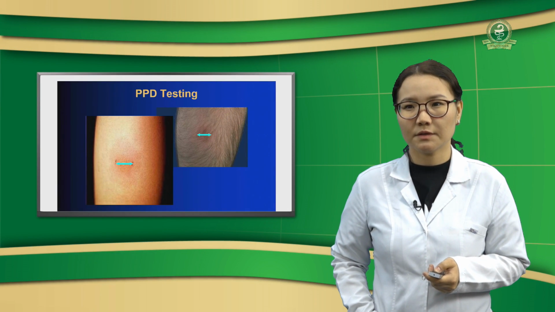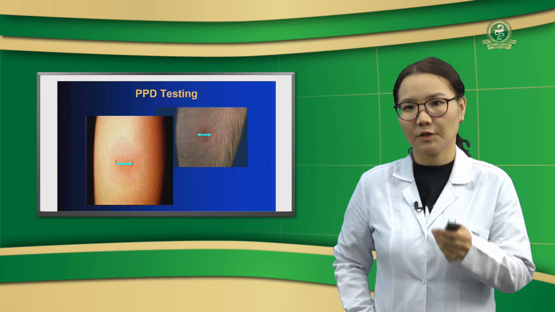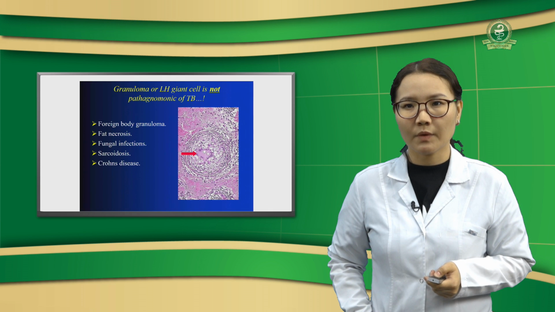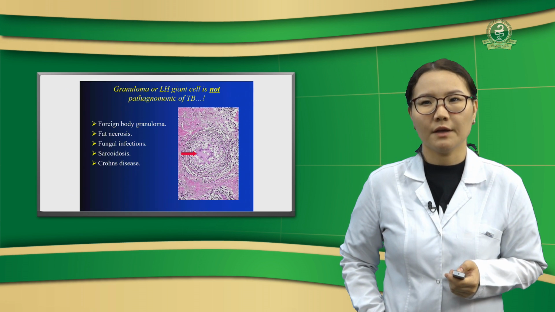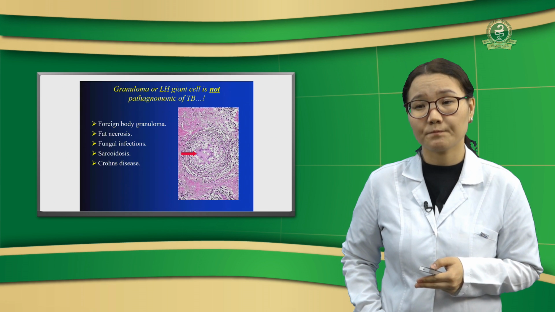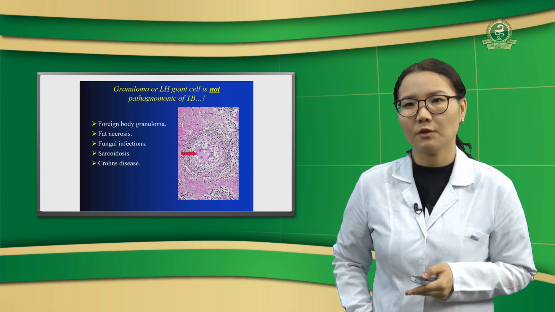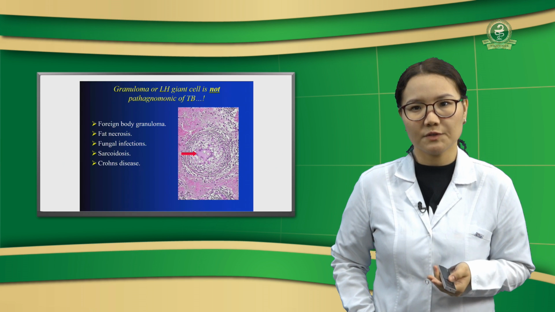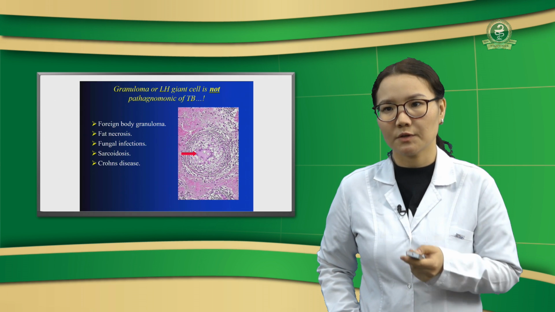PPD testing. As you can see, the diameter of the PPD testing. Granuloma or Langhans giant cells are not pathognomonic of TB, because of foreign body granuloma, fat necrosis, fungal infection, sarcoidosis, and groin diseases, as you can see in this picture.